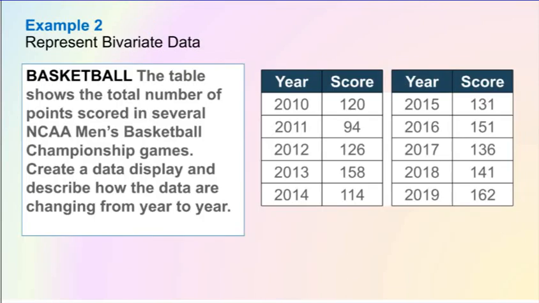Next, the table shows the total number of points scored in several NCAA men's basketball championship games. Create a data display and describe how the data are changing. So you can see the year from 2010 to the year 2019 and the total number of points scored in the championship game.